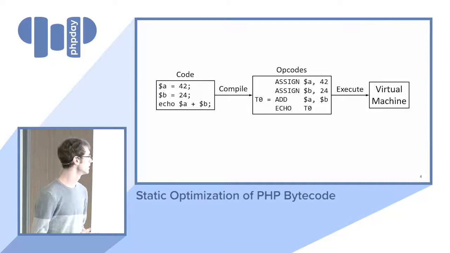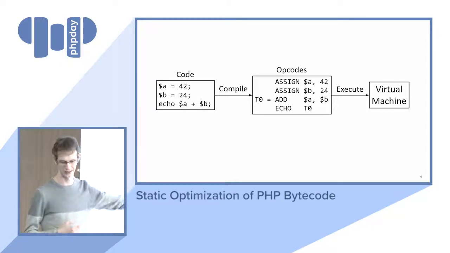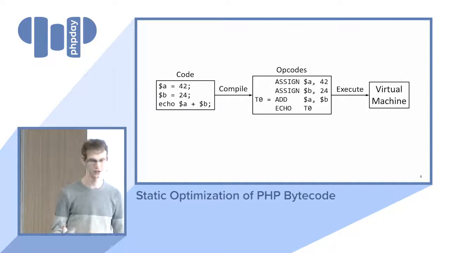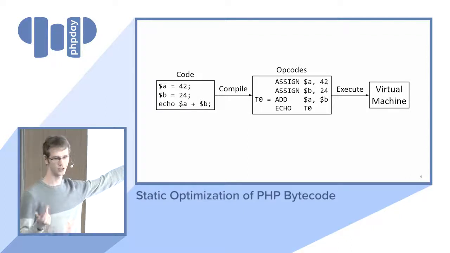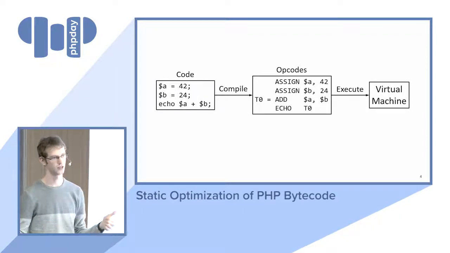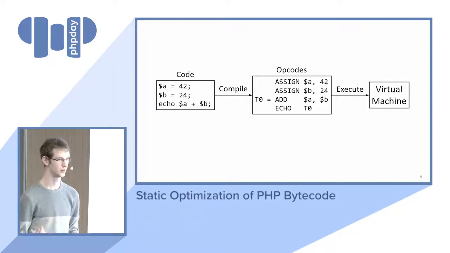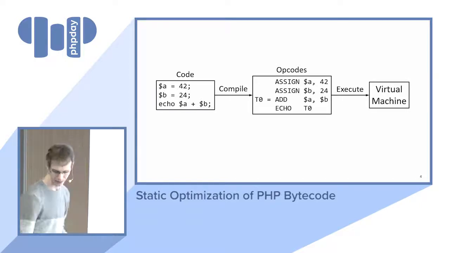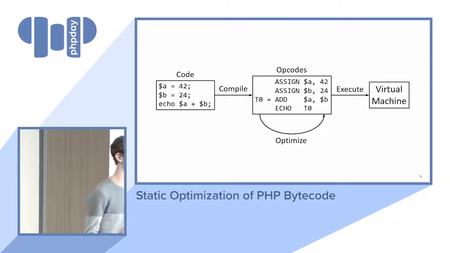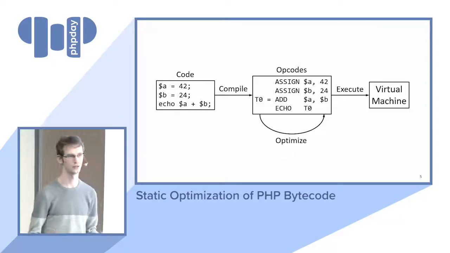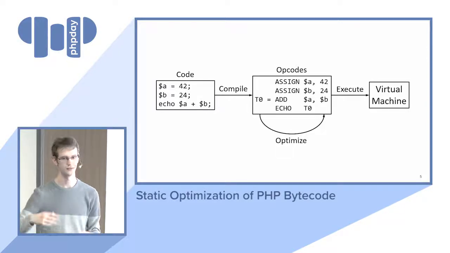So in this example, I think even without any kind of deep knowledge, the instructions should be relatively clear. So we have two assignments, to two variables A and B. And then we have an additional instruction which adds A and B and writes the result into a temporary, so that's T0, and then echo prints out the temporary. And what we want to do in general is, before we execute these instructions, we want to optimize them. So we want to put in a little bit more effort during compile time, and then transform the code in such a way that we save time during actual execution.